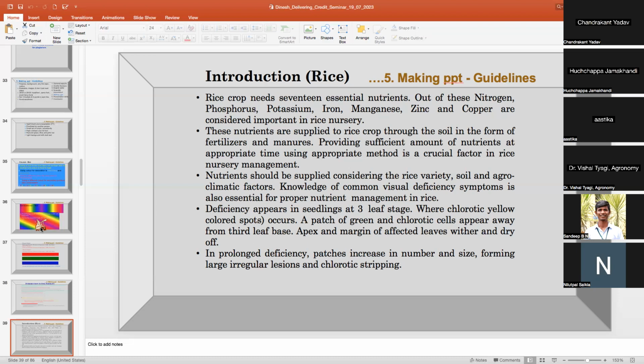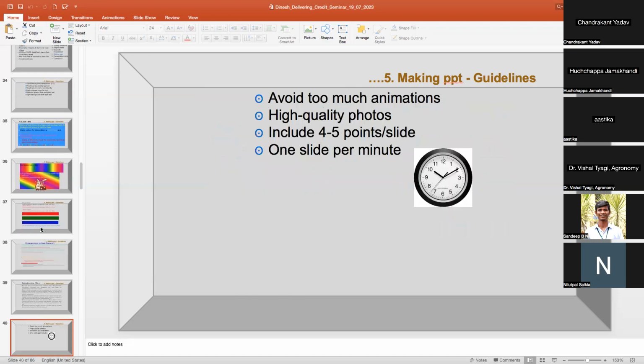You can write your content in phrases also. It is never necessary to write the whole sentence or complete sentence in your slide. You can shorten the text. For example, the first line, Rice crop needs 17 essential nutrients. You can just write rice, put a dash, and write 17 in numerals, essential nutrients. That way you can shorten it. There are many ways and techniques to shorten your text.